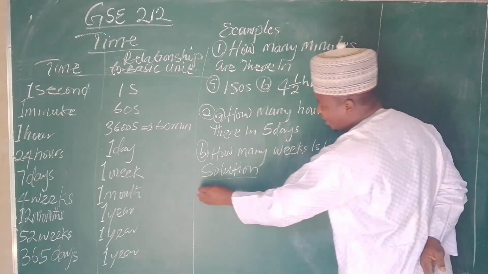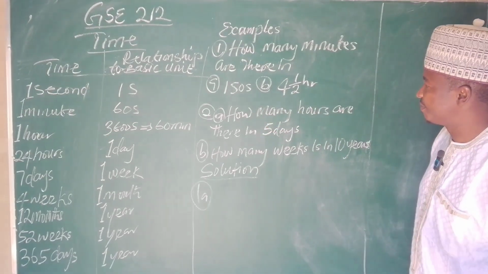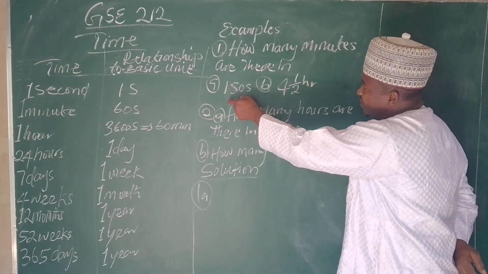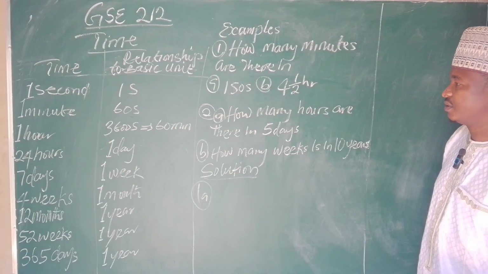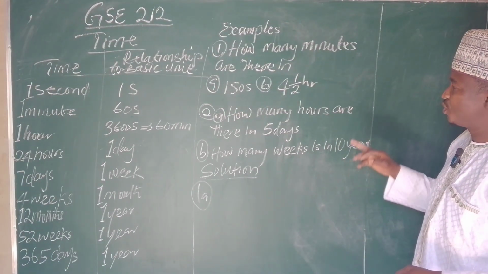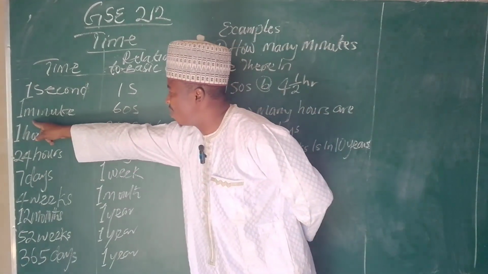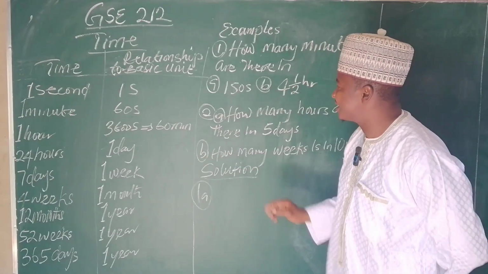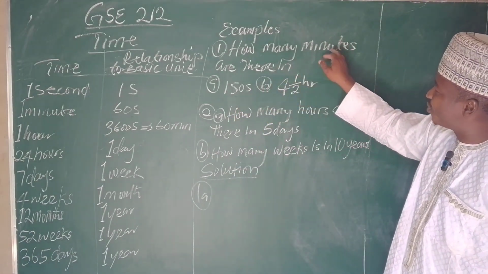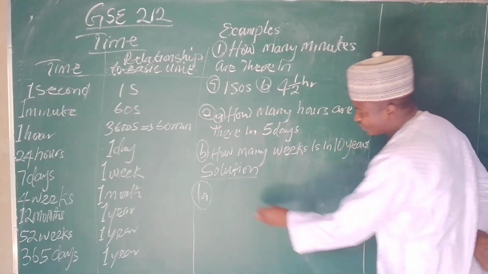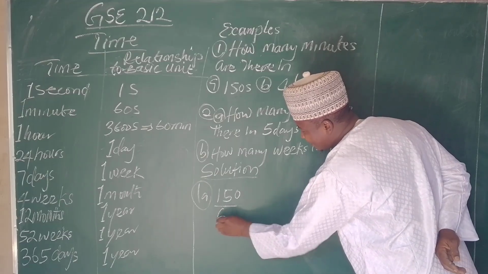The solution of 1A. 1A says we should find the minutes in this 150 seconds. So now we should go back to the table. And on the table, we said 1 minute is equivalent to 60 seconds. Here it has been given in seconds, and we are looking for the minutes. That means we should say 150 divided by 60.